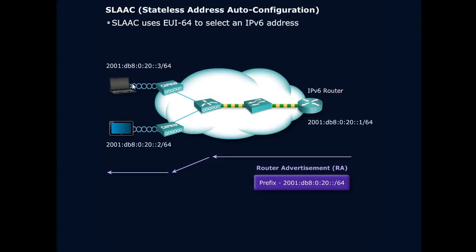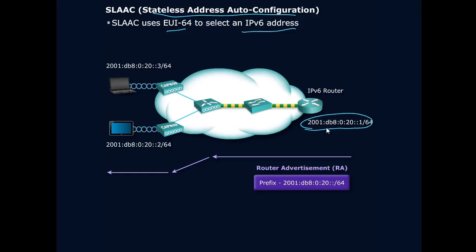All right, so let's talk about the SLAAC process, stateless address auto configuration. Now, first off, SLAAC uses EUI64 to select an IPv6 address. So we start at the router level. That's where we start. We're going to start at the IPv6 router level. This is the configuration of the interface for this particular local area network.